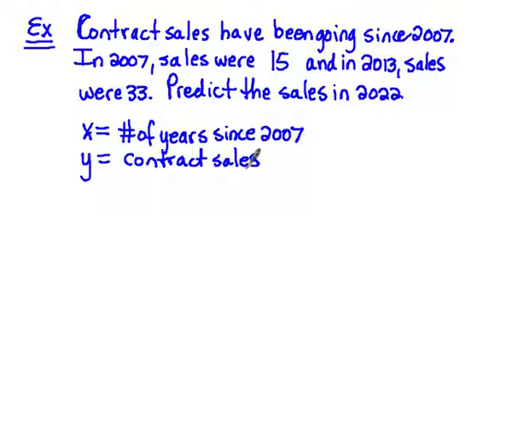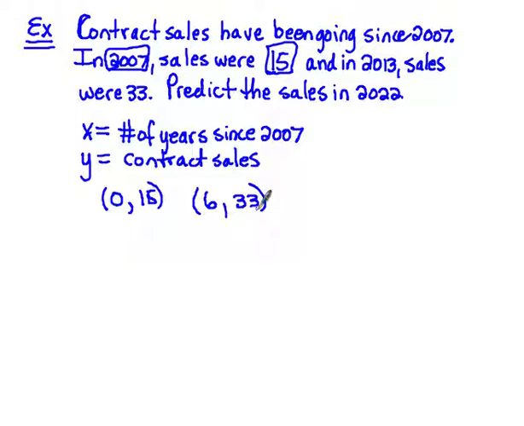Okay, so in all that written information, I actually have 2 points. It says in 2007, sales were 15. All right, so my X value would be the years since 2007. Since that was 2007, that's actually the point 0 because 2007 minus 2007 would be 0. And the sales were 15. All right, now in 2013 minus 2007 would be 6. The sales were 33.